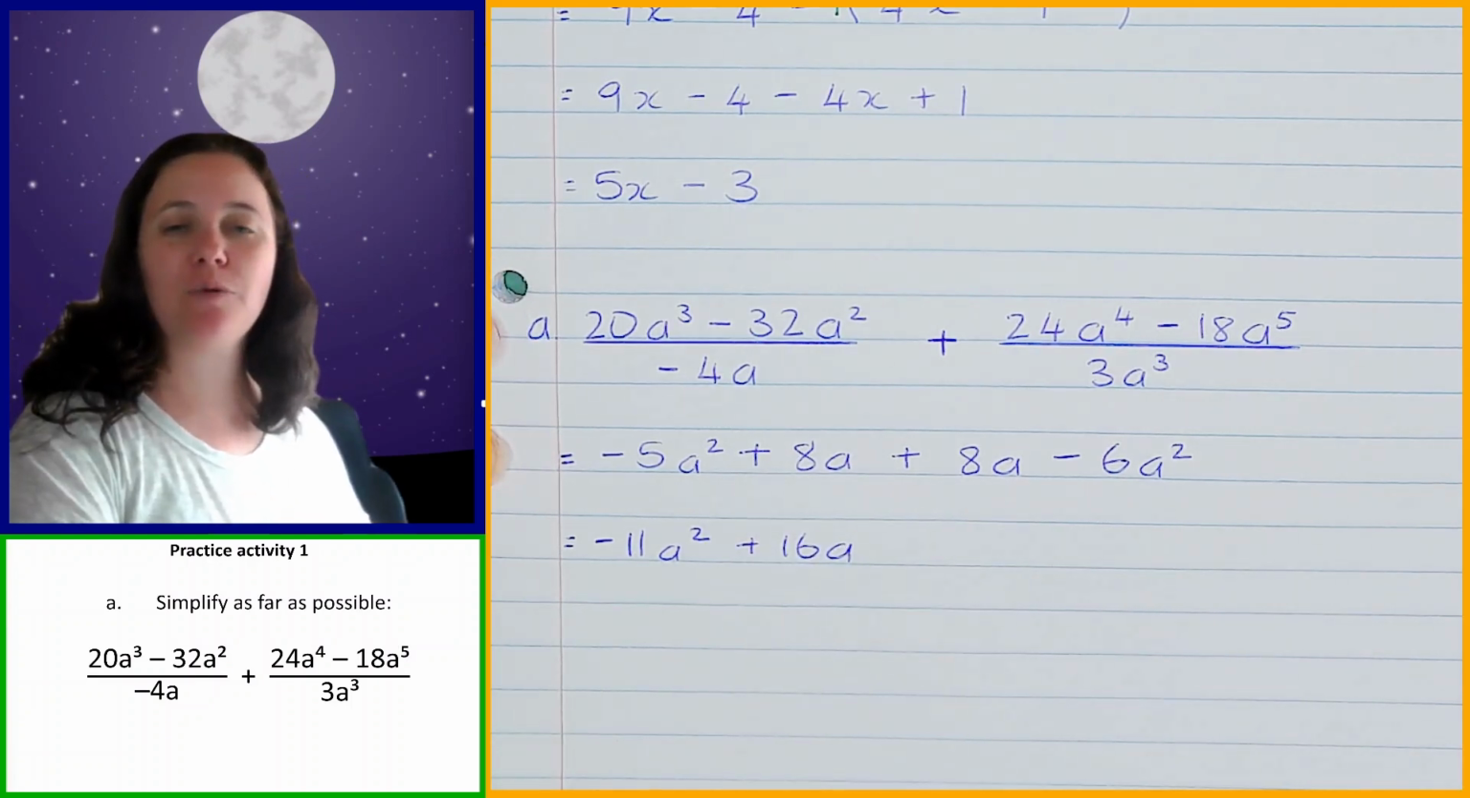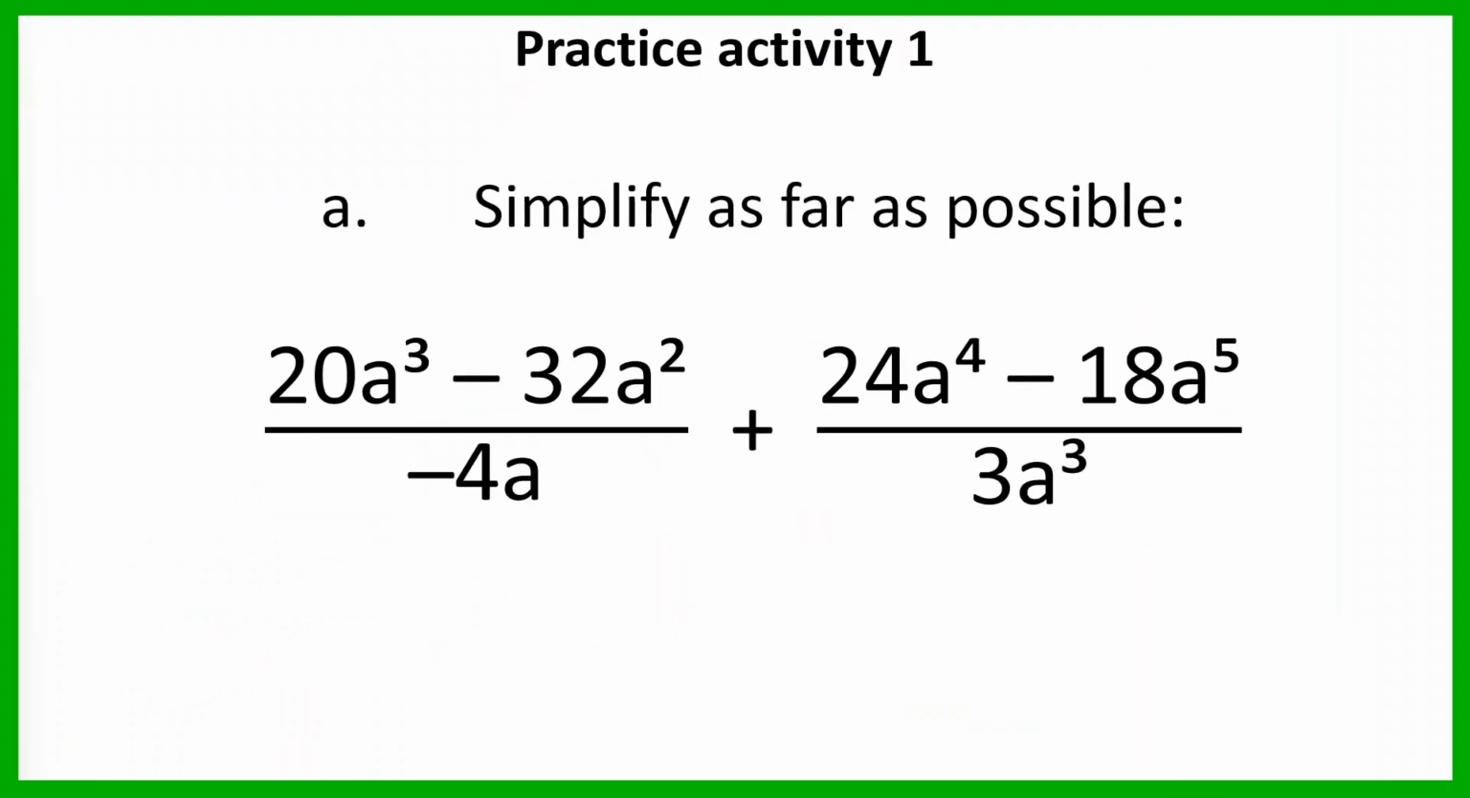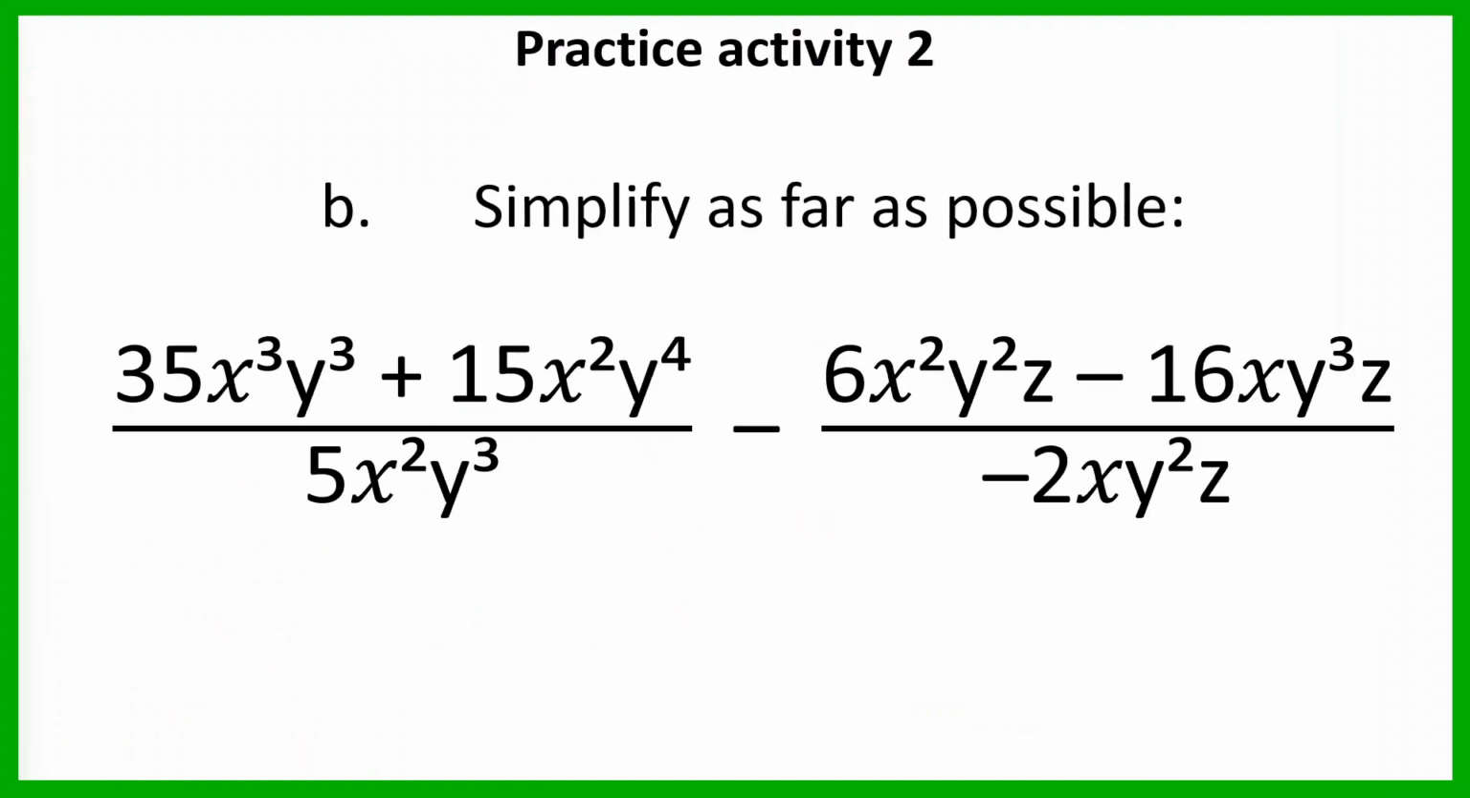Now we're going to go on to the last one for today, which is question B. Here we've got 35x cubed y cubed plus 15x squared y to the power of 4 all over 5x squared y cubed, minus another fraction that has 6x squared y squared z minus 16x y cubed z all over negative 2x y squared z. I'm going to give you 3 minutes to simplify this as far as possible.